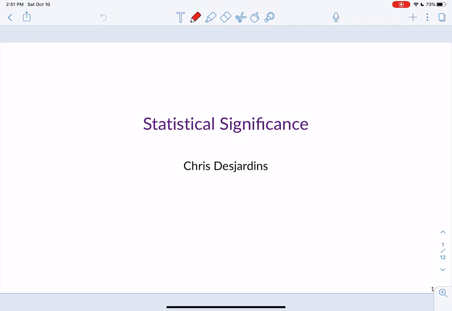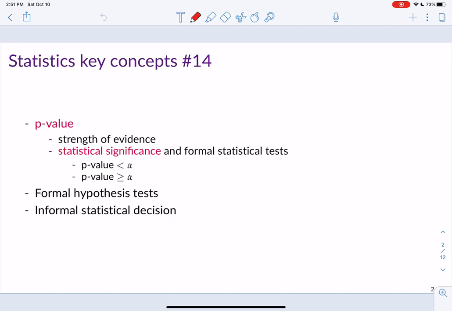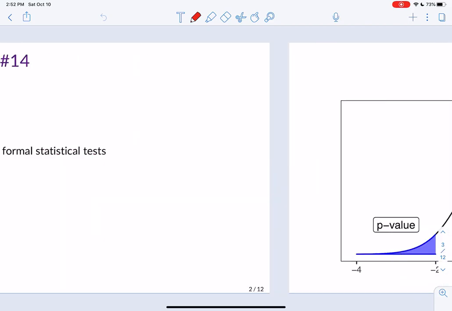So today you're going to learn about using the p-value as a measure of strength of evidence, as well as statistical significance and formal statistical testing. You're going to learn about the various processes involved in formal hypothesis testing, and then about informal statistical decisions. So let's go ahead and get started.